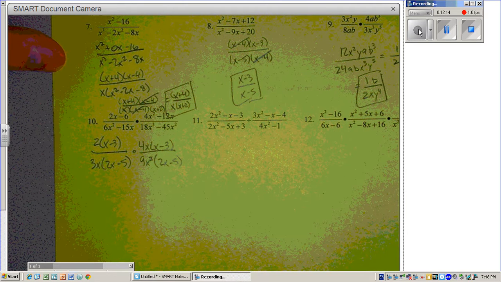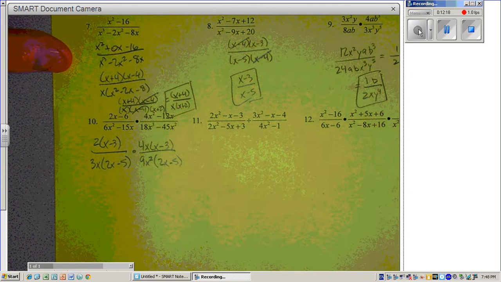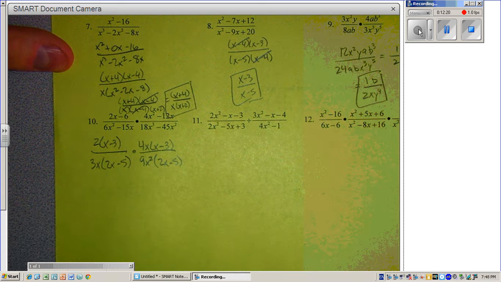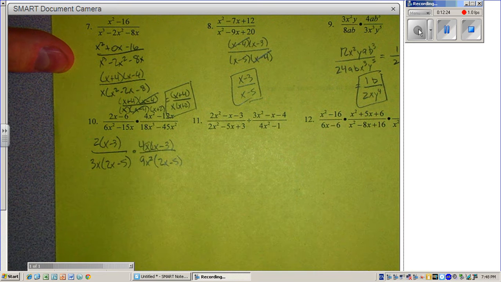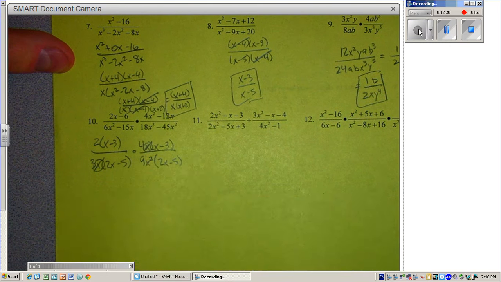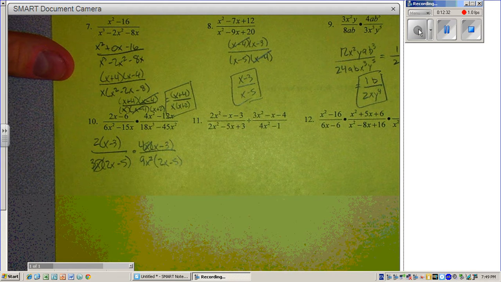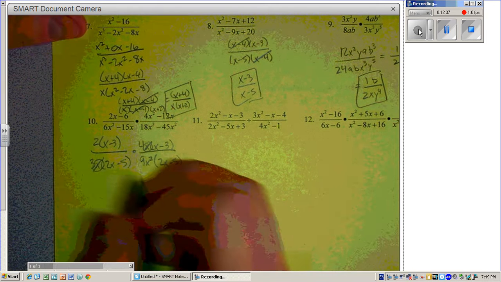Okay? And now what we need to do is look for any commonalities that we can find. If you notice, the only commonality I can see is this x right here and this x right here. So I'm going to cross those out because x divided by x is just 1. And now my final answer, if you want to leave it like this, I'm totally okay with that.